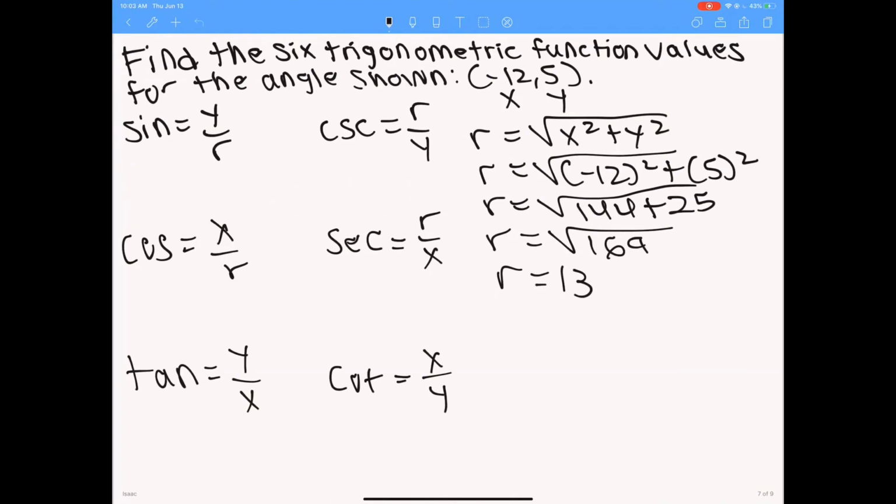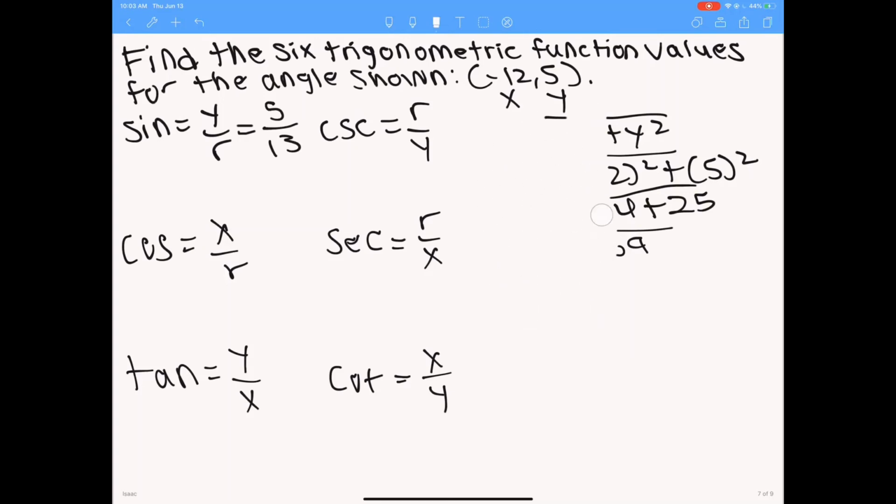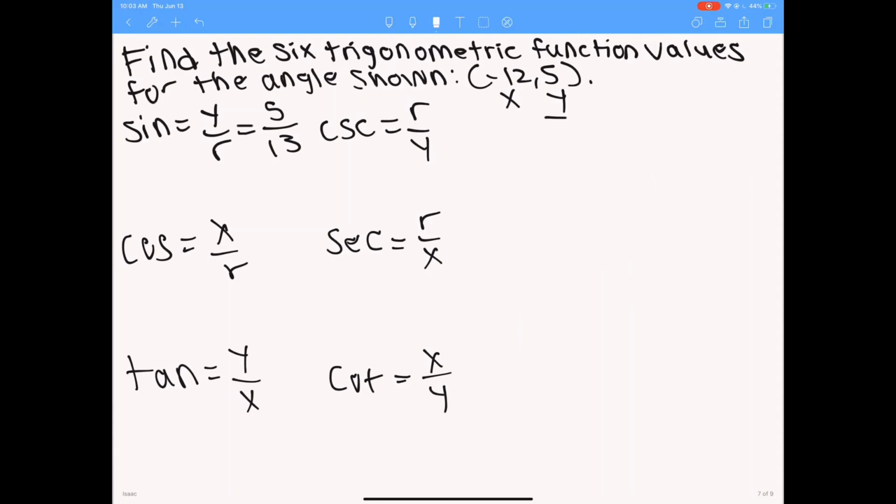Now, to actually plug in the trigonometric function values, going with sine, which is y over r, would be 5 over 13. I'll erase this. Cosecant is r over y, so this would be 13 over 5.